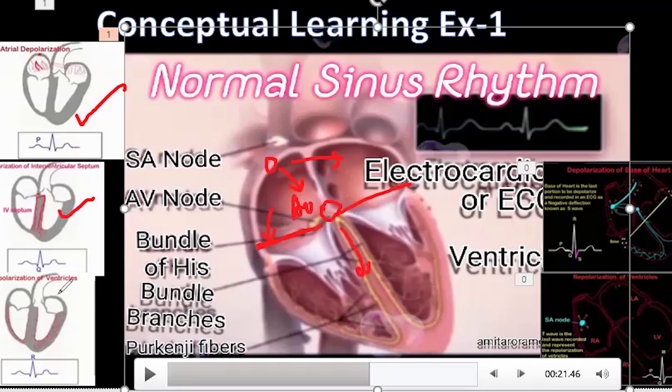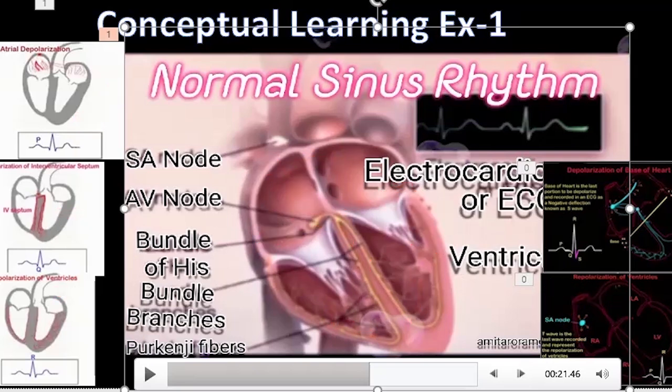After this, the impulse reaches the ventricular septum and depolarizes the interventricular septum, and this is recorded on the ECG as a small Q wave. After the Q wave, the impulse spreads over the ventricles, and most of the ventricular depolarization is represented by the R wave. After this, the impulse reaches the base of the ventricle, which is recorded as the S wave on ECG. And the last event is repolarization of the ventricle, which is represented by the T wave.